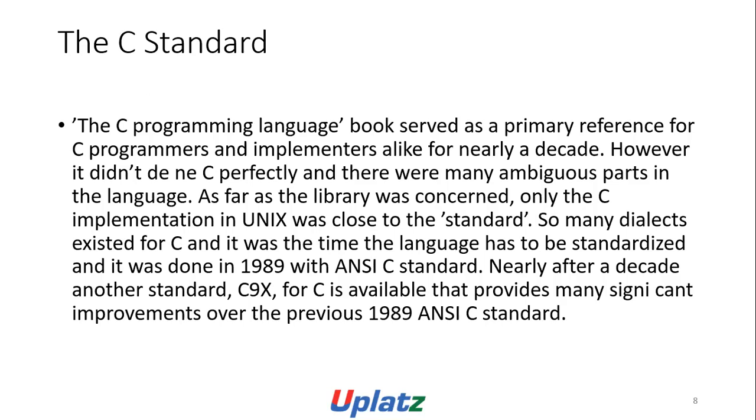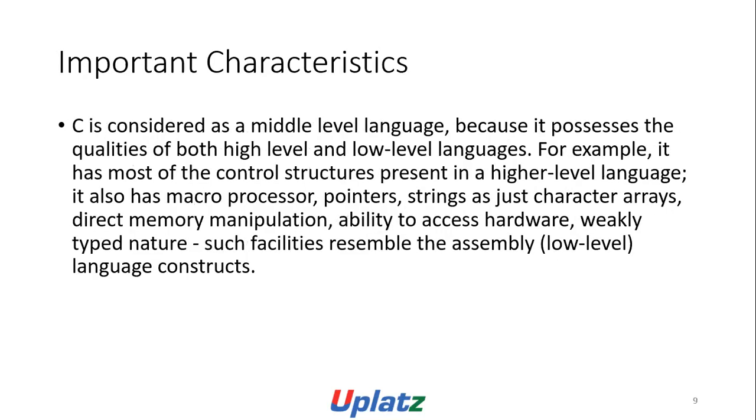Nearly after a decade, another standard, C9X, for C became available that provides many significant improvements over the previous 1989 ANSI standard. C is considered a middle-level language because it possesses the qualities of both high-level and low-level languages. For example, it has most of the control structures present in a high-level language. It also has pointers, strings as just character arrays, direct memory manipulation, ability to access hardware, and weakly typed nature, and such facilities resemble the assembly low-level language constructs.